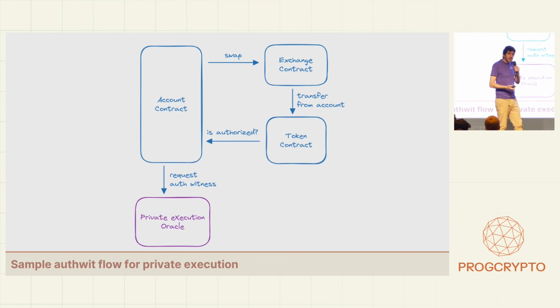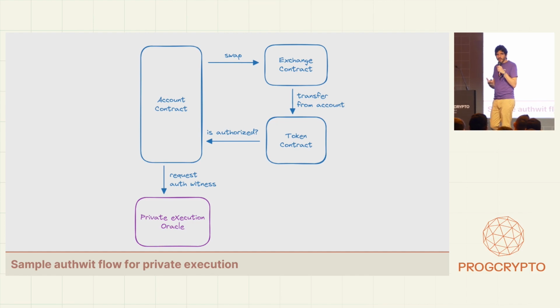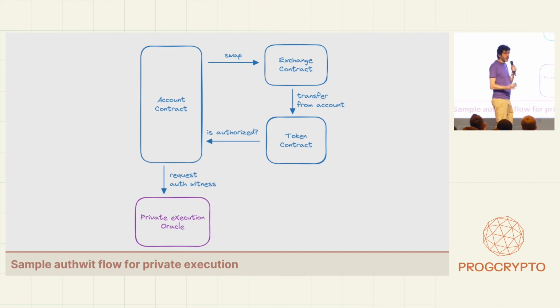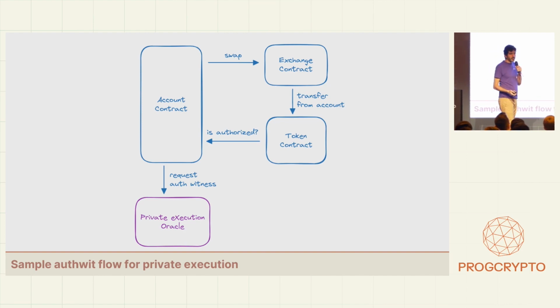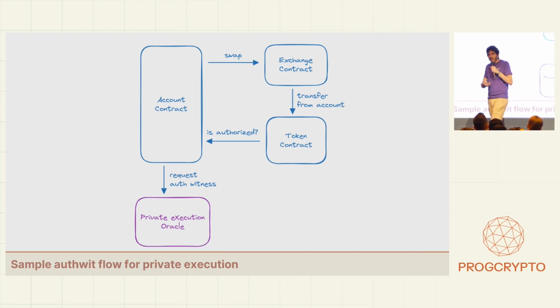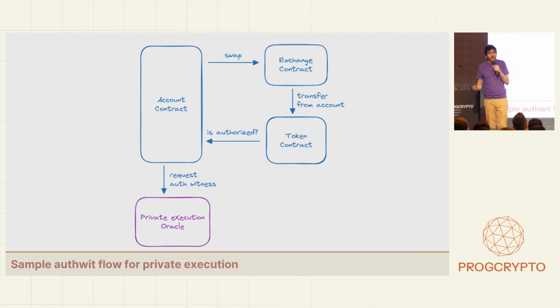And actually the solution turns out to be stupidly simple. If you want an application to carry out an action on behalf of a user, we just ask the user. Because the user, again, is a contract. So a typical flow for, let's say, calling a swap on an exchange contract, where the exchange needs to trigger a transfer on behalf of a user, turns out that the token contract only needs to ask the account contract, hey, is this transfer authorized?